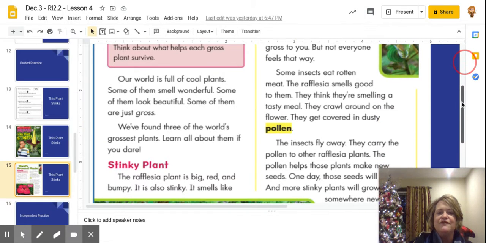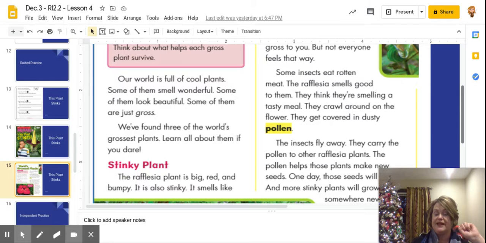Our world is full of cool plants. Some of them smell wonderful. Some of them look beautiful, but some of them are gross. We found 3 of the world's grossest plants. Learn all about them if you dare.